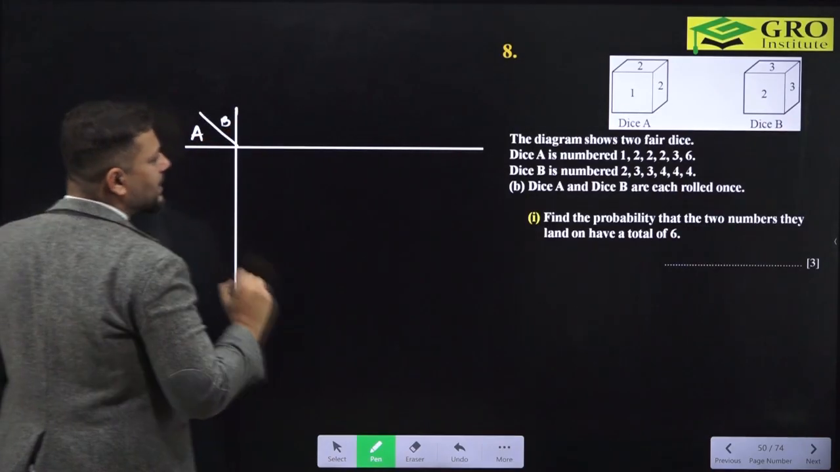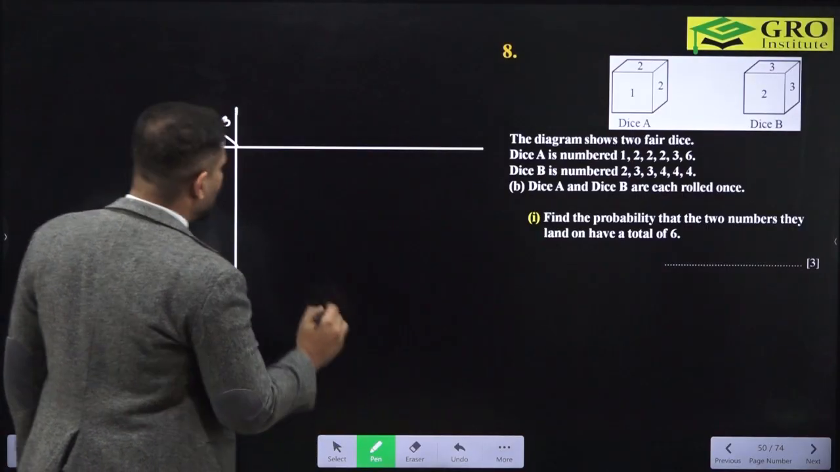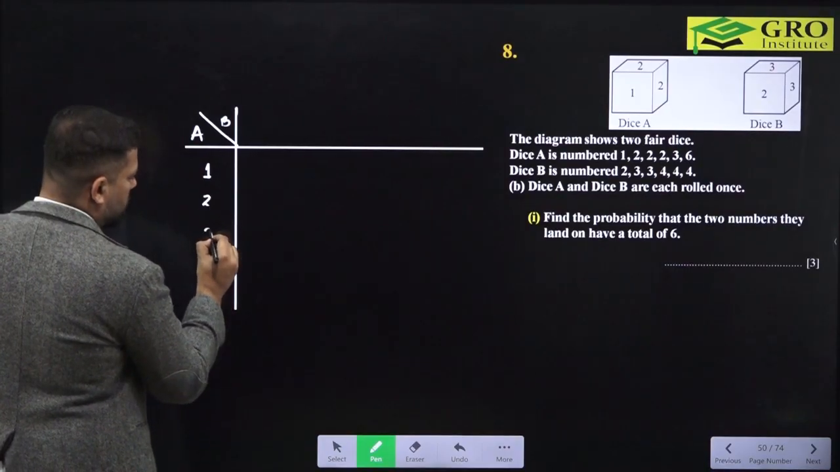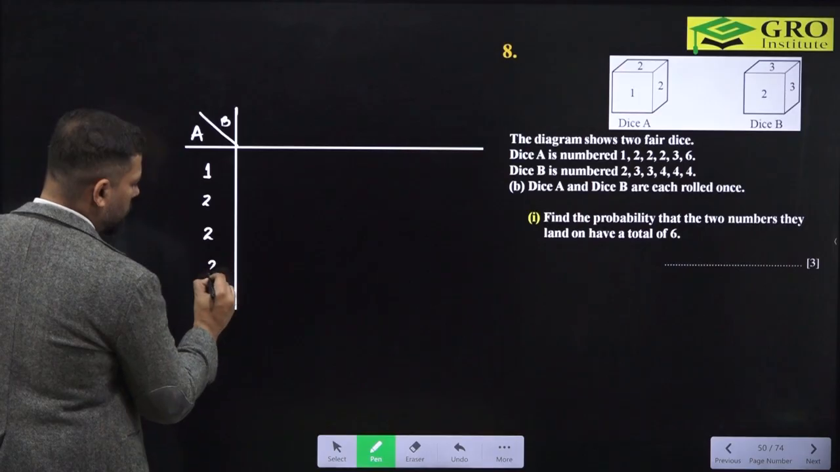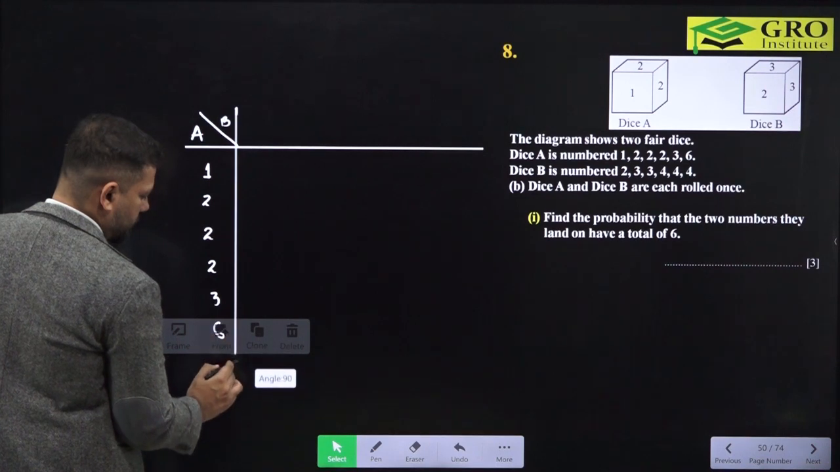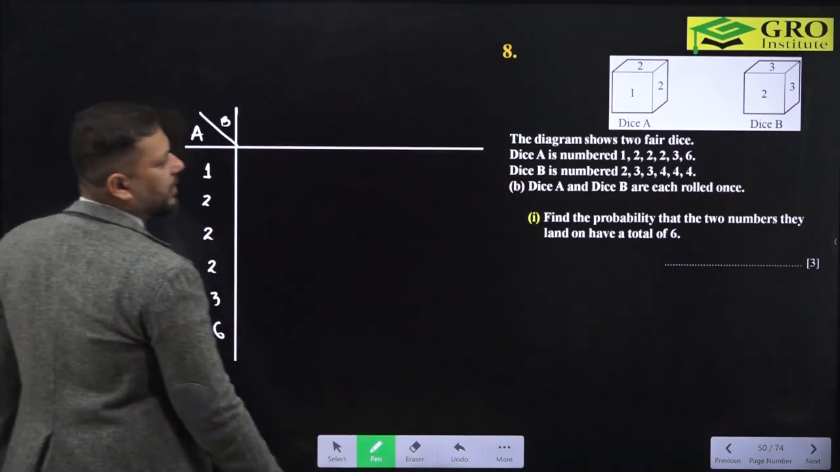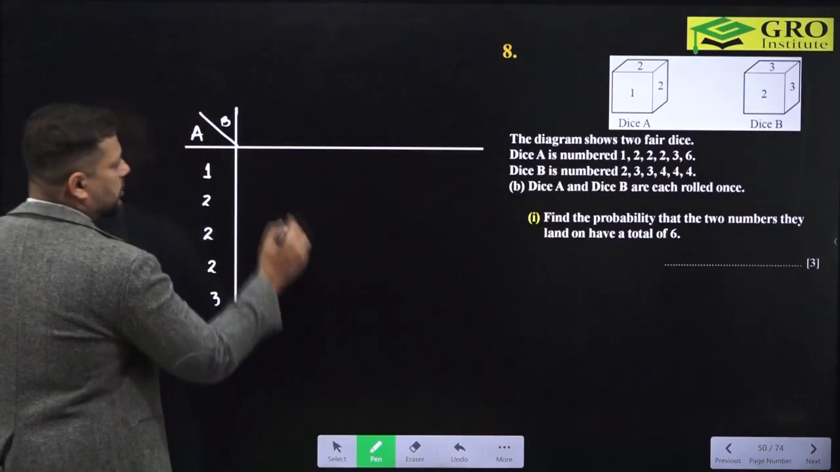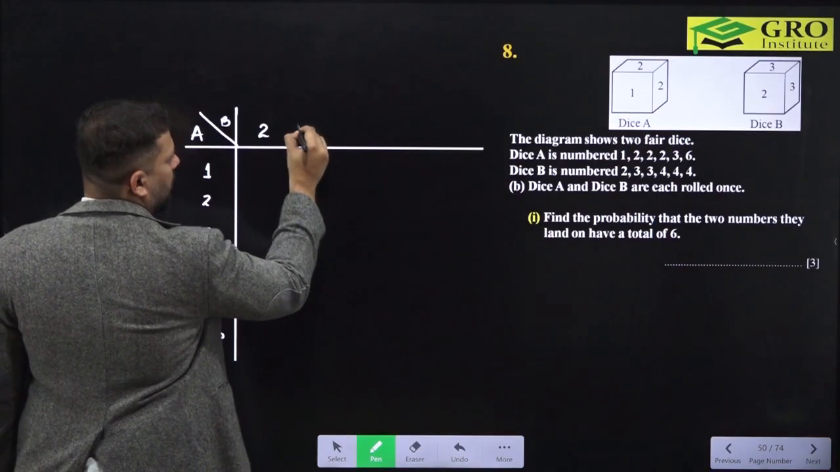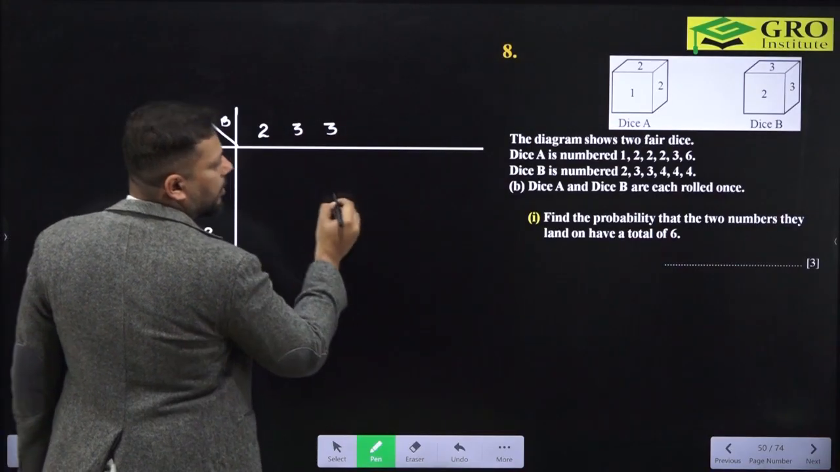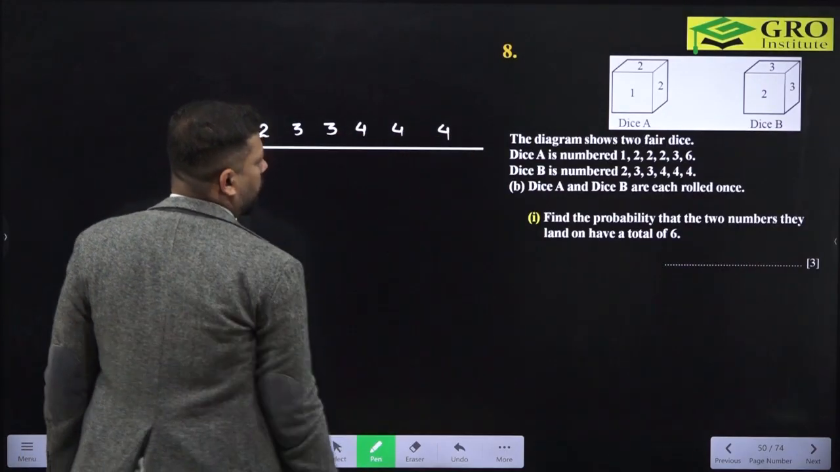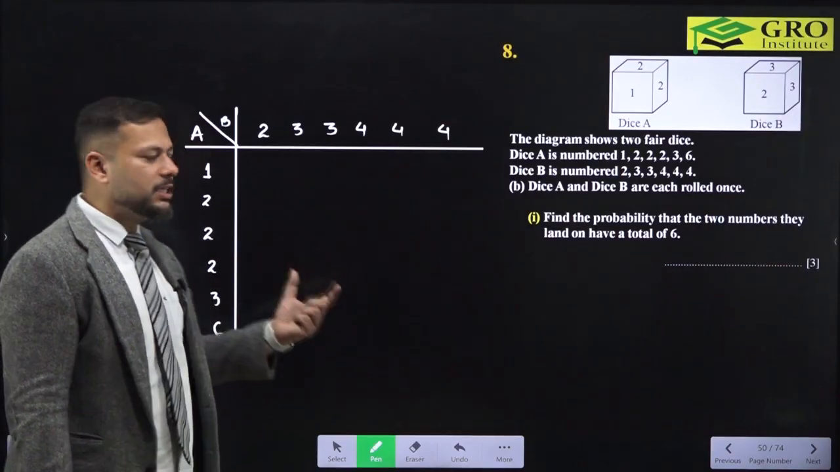Okay guys, what are the numbers on the faces of dice A? It's 1, then we have 2, another 2, one more 2, a 3 and a 6, isn't it? And the numbers on the faces of dice B: we have a 2, then we have a 3, another 3, and then we have a 4, another 4 and one more 4. So let us find the sum of these numbers.